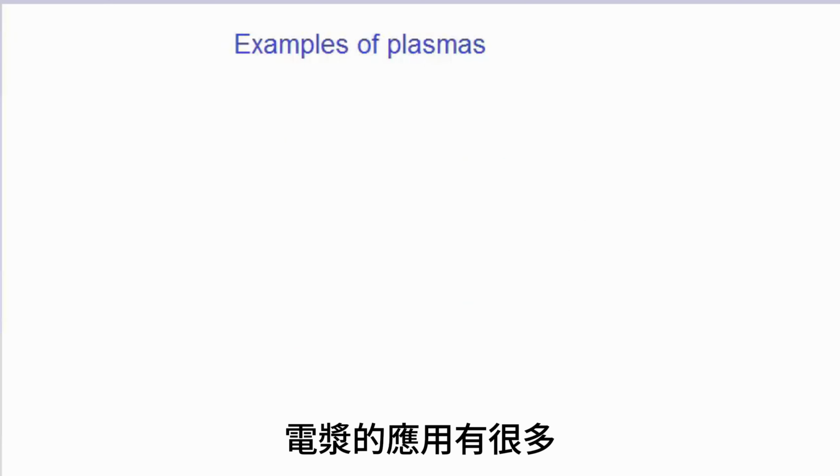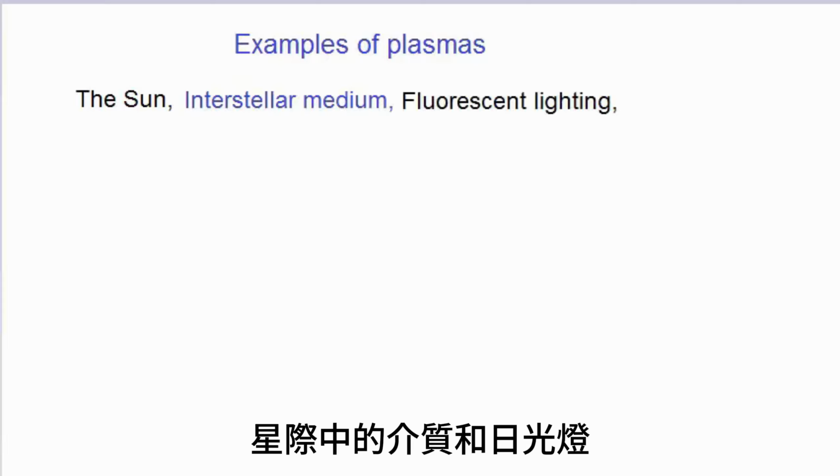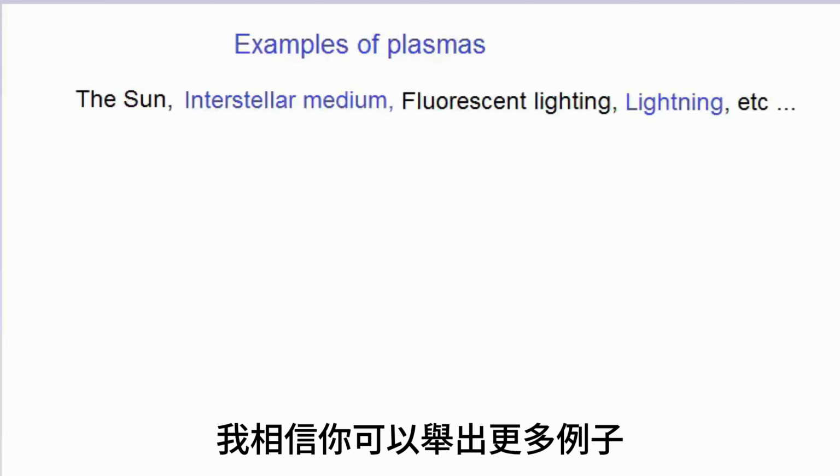A list of examples of plasmas can be quite long, but here are some examples. Our sun is a plasma. Any sun is a plasma. The interstellar medium, fluorescent lighting, lightning, and the list goes on. I'm sure there are many examples that you can think of.